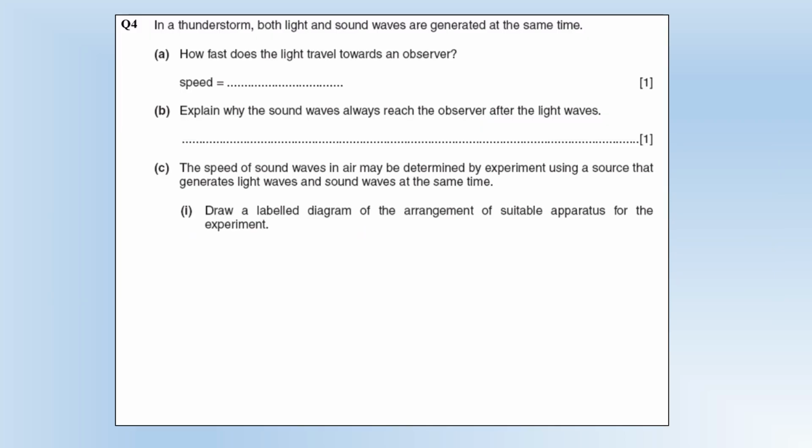In a thunderstorm, both light and sound waves are generated at the same time. How fast does the light travel towards an observer? Well, it's 3 times 10 to the 8 meters per second. Explain why the sound waves always reach the observer after the light waves. Well, sound travels at 330 meters per second in air, so that's about 1,000,000 times slower than light, which is 3 times 10 to the 8.